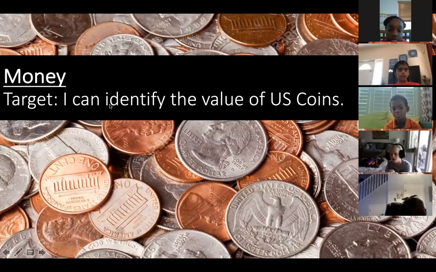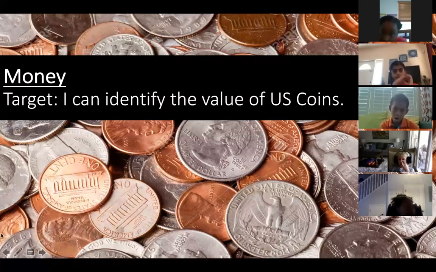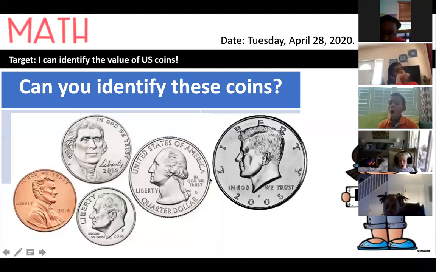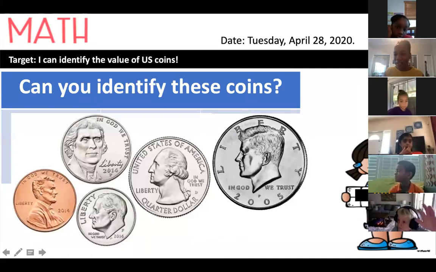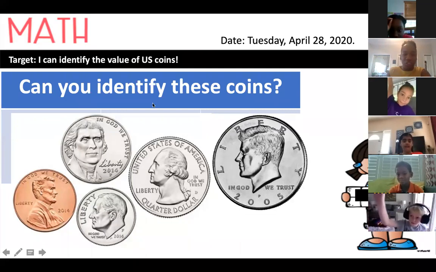Okay, so as I said, our target is I can identify the value of US coins. Can you identify any of these coins? Unmute your mic if you'd like to share. Raise your hand and unmute your mic if you'd like to share.